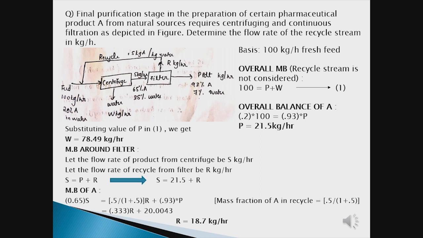Now taking the material balance around the filter, let the flow rate of the product from the centrifuge be S kilogram per hour, and let the flow rate of the recycle from the filter be R kilogram per hour. S is equal to P plus R, and S is equal to 21.5 plus R. We know the value of P. The material balance of A is 0.65 into S is equal to 0.5 divided by 1 plus 0.5, the whole into R, plus 0.93 into P. After doing the calculations and simplifying the equations, we get R as 18.7 kilogram per hour.